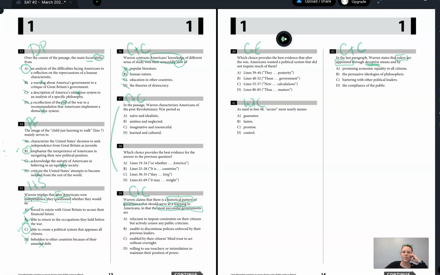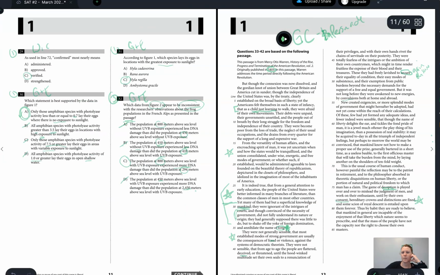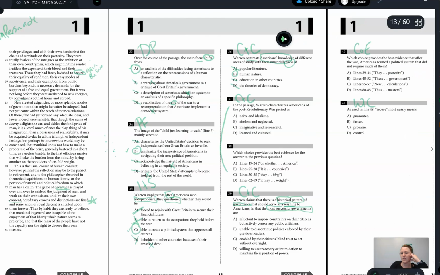All right, number 37, content question, and we have a COE follow-up. So Warren characterizes Americans of the post-Revolutionary War as... Okay, so we need to see Americans after the war. Let's look at 19 through 24 first. Or whether such, if established, would be administered agreeable to laws founded on the beautiful theory of republicanism depictured in the closets of philosophers. So it sounds like this is talking back to the government being consolidated, so I don't think this is about American people.